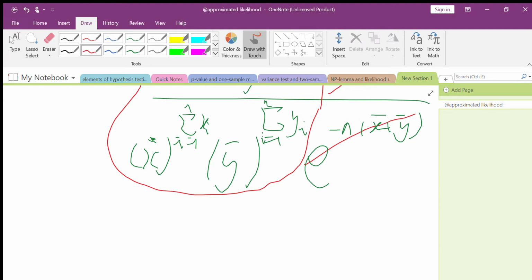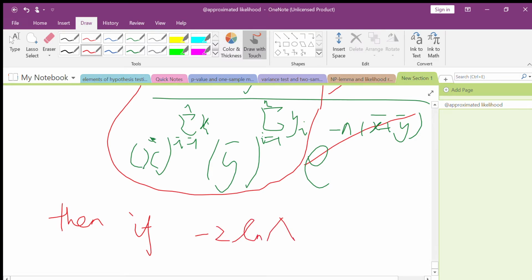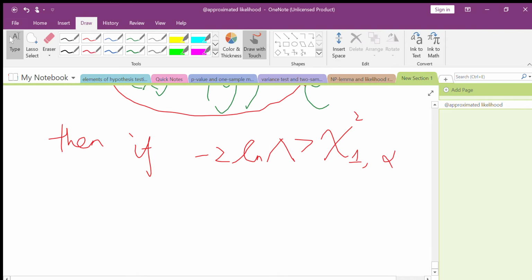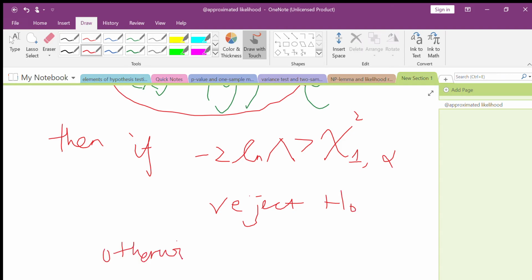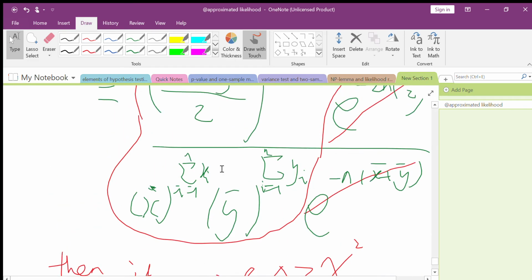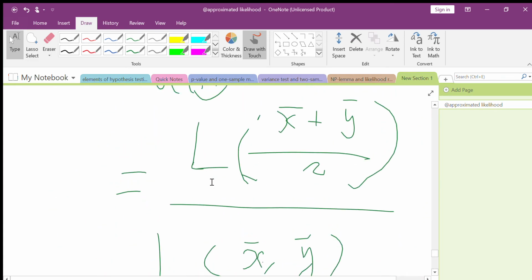And then, if negative 2 log capital lambda is greater than the chi-square with degree of freedom 1 alpha quantile, because r minus r0 is 1, we reject H null, otherwise we do not reject. So this is one application of the approximated likelihood ratio test.